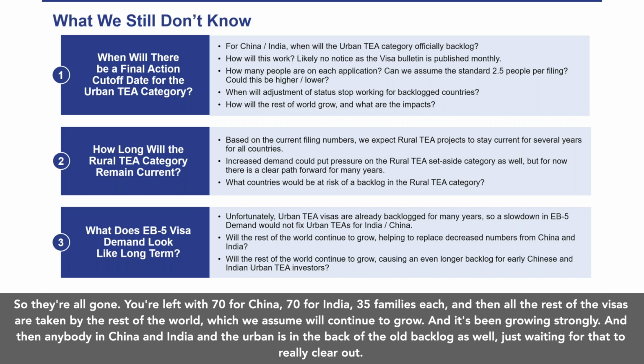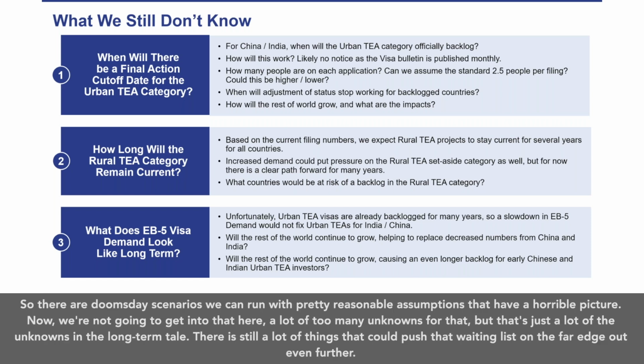And then anybody in China and India in the urban is in the back of the old backlog as well, just waiting for that to really clear out. So there are doomsday scenarios we can run with pretty reasonable assumptions that have a horrible picture. Now, we're not going to get into that here. Too many unknowns for that, but that's just a lot of the unknowns in the long-term tail. There is still a lot of things that could push that waiting list on the far edge out even further.